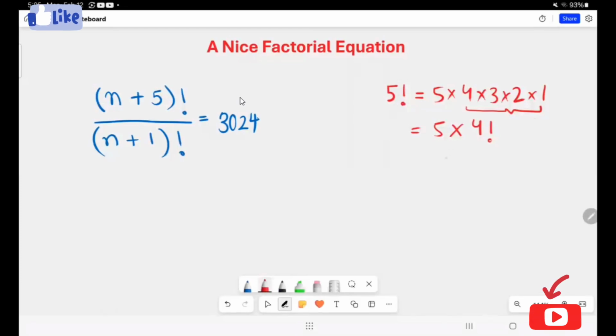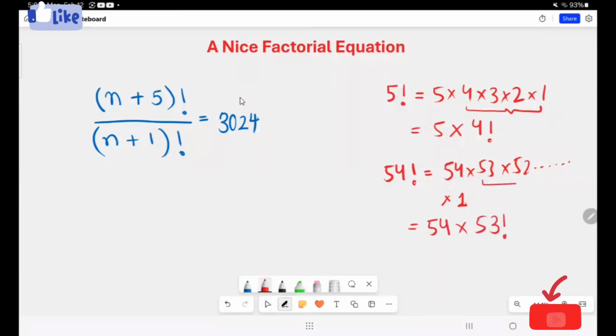Let's take one more example. If I want to write the factorial of 54, how am I going to write it? 54 times 53 times 52 times, and so on, and we end up with 1. And if I want to write this factorial of 54, it is 54 times 53 factorial. So I wrote it as 53 factorial here.